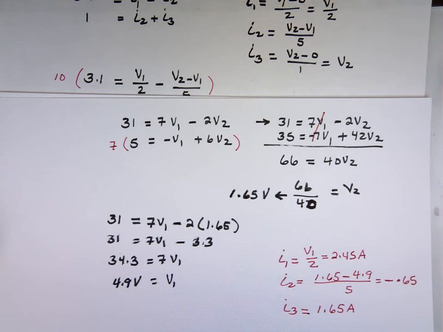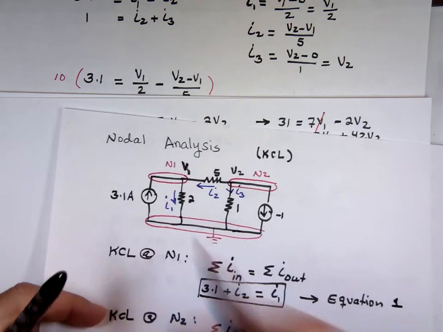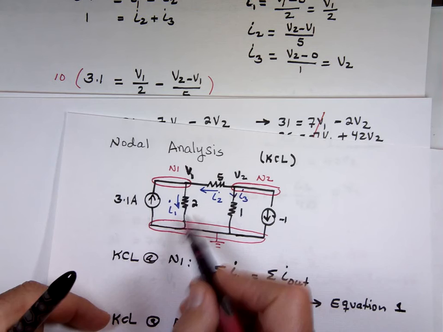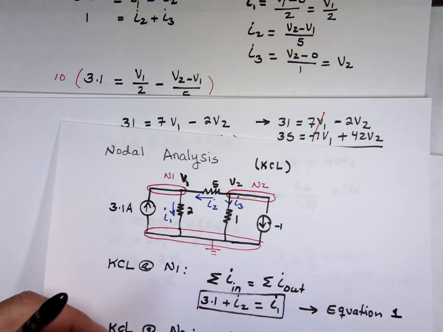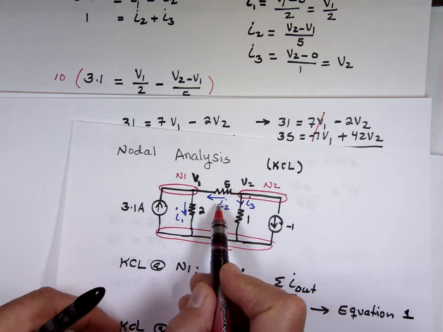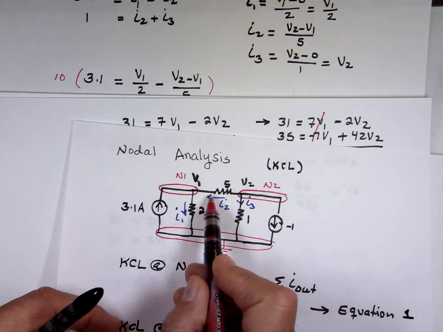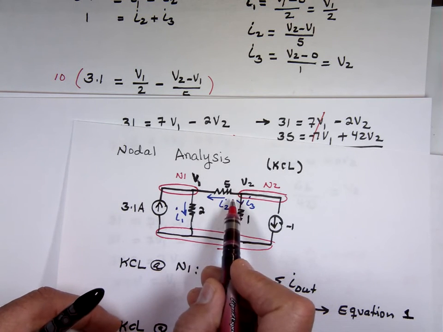So we found every single thing about that circuit. If you look at it, we know the voltage here, we know the voltage here. I know this current, I know that current, I know this current. I can tell you the power, everything about it. And notice this current came out negative, which means the direction is not really going in, it's coming out, because it's negative.